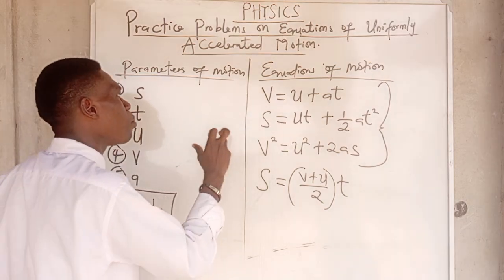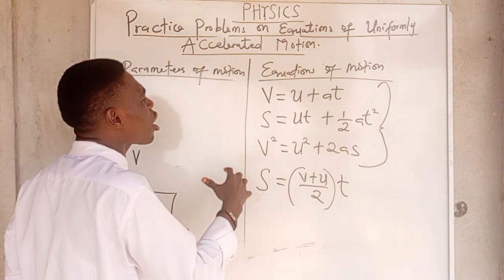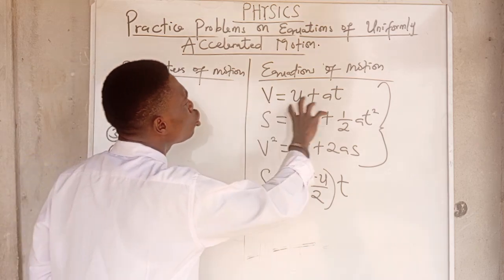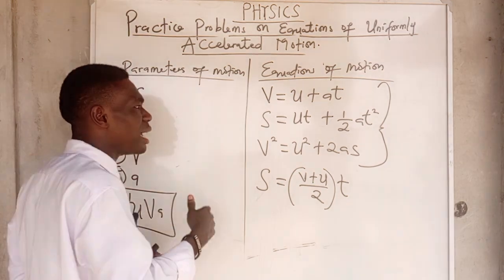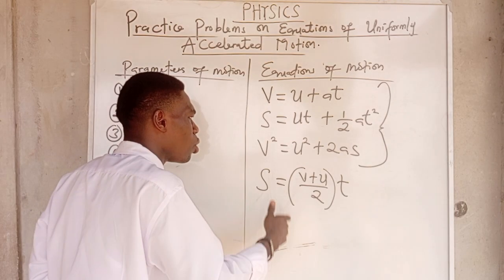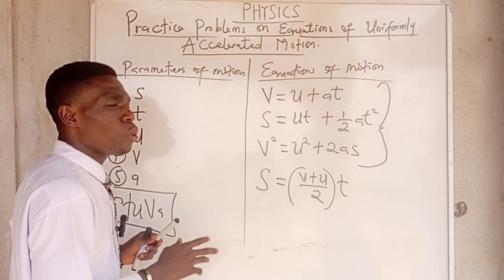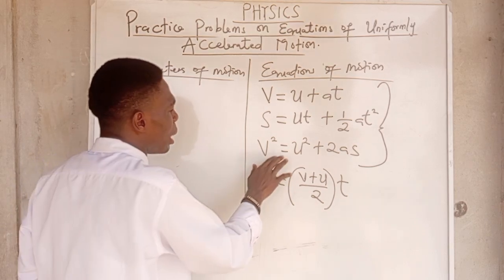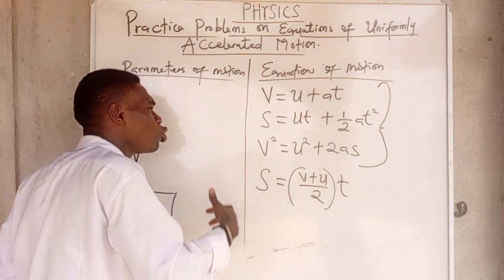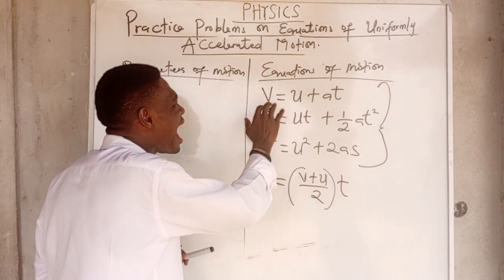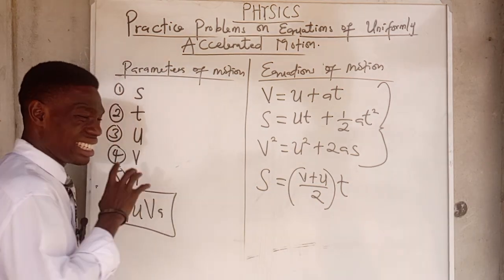Now, for us to solve problems on equations of uniformly accelerated motion, we are going to be looking at how to choose among these equations the suitable equation that can help us calculate or solve the problem that is given to us. So is it that if they are given a question, we just choose arbitrarily, maybe this third equation or this one? No, we are to find or to know how to choose either of these equations for a given question. And so there's a secret to that.